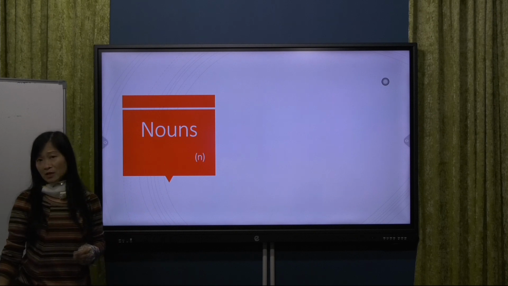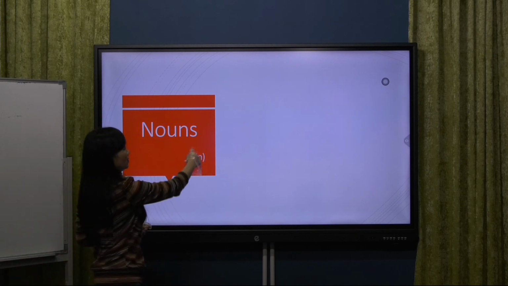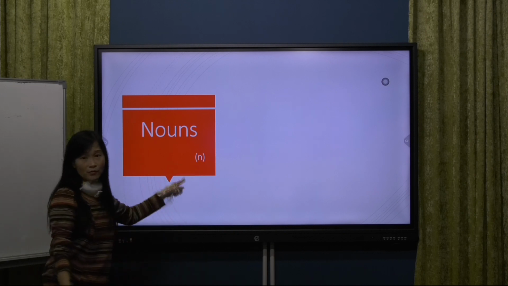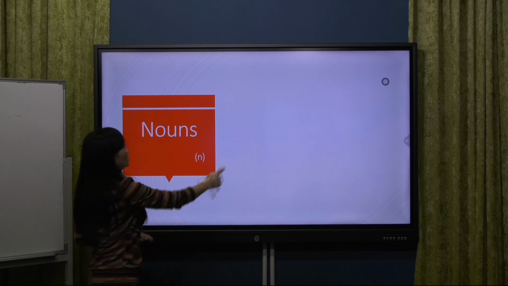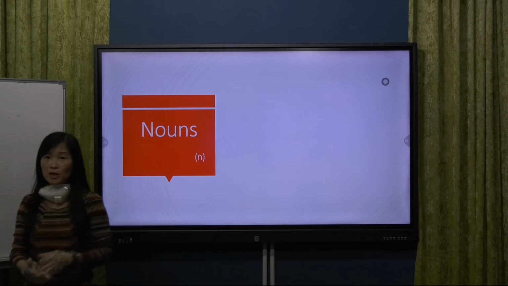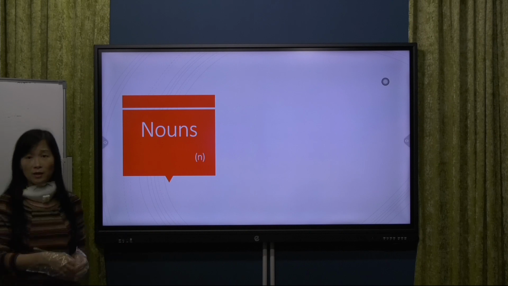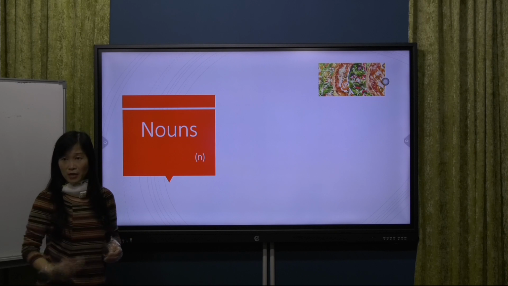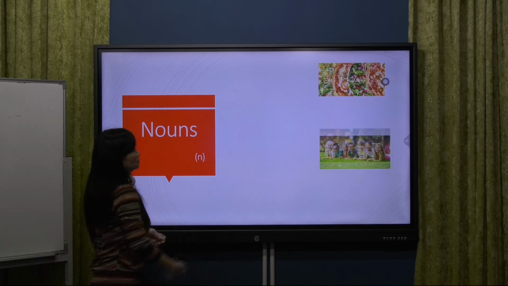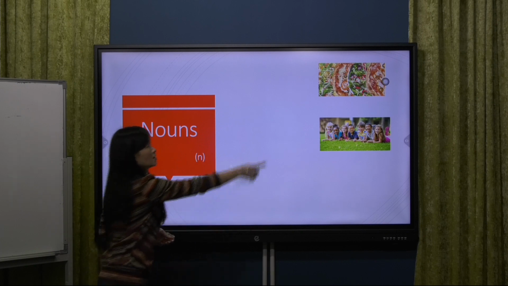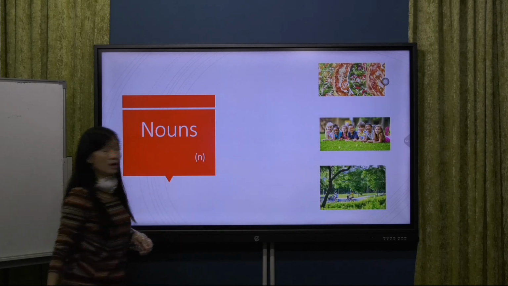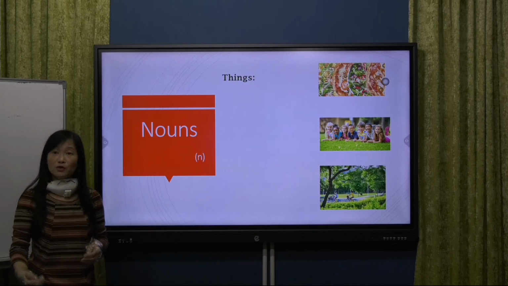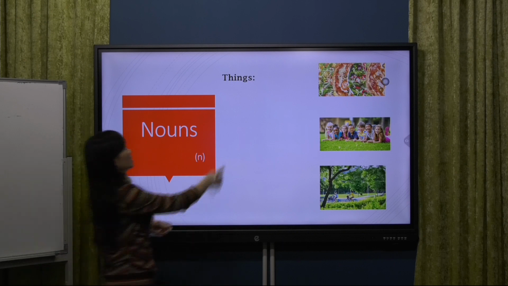Nouns. Remember nouns? We have a short form for it, just an N. Remember this one? It is very useful. And then, what are nouns? Many of you can tell me, right? They are used to talk about things like this pizza, people, and also places. So very quickly, nouns are used for naming things.